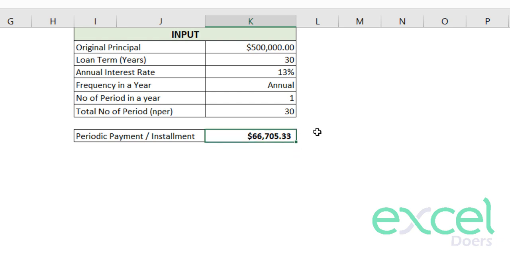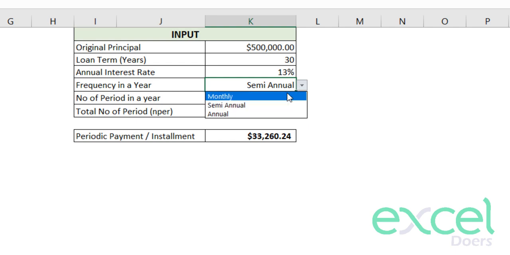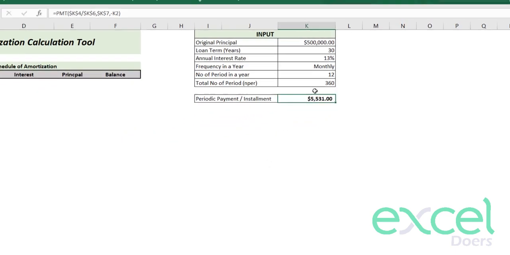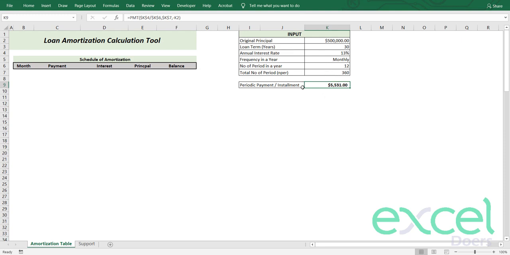Okay, so you have to pay 66,705 USD every year to pay back your 500,000 in 30 years. If I change the frequency to semi-annually, then your installment is 33,000 for 6 months. And if you are paying monthly, then your installment is $5,000 for every month, right? So now you have just calculated your periodic payments.